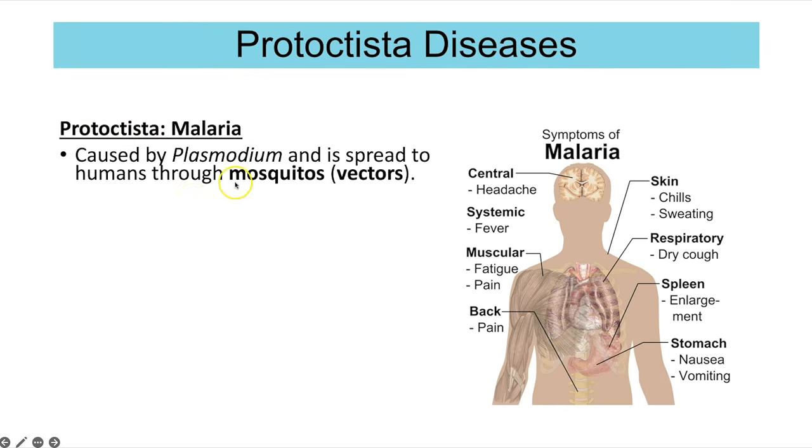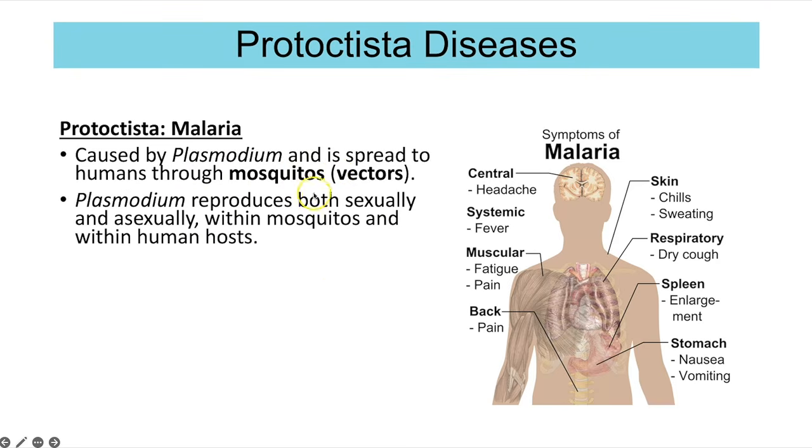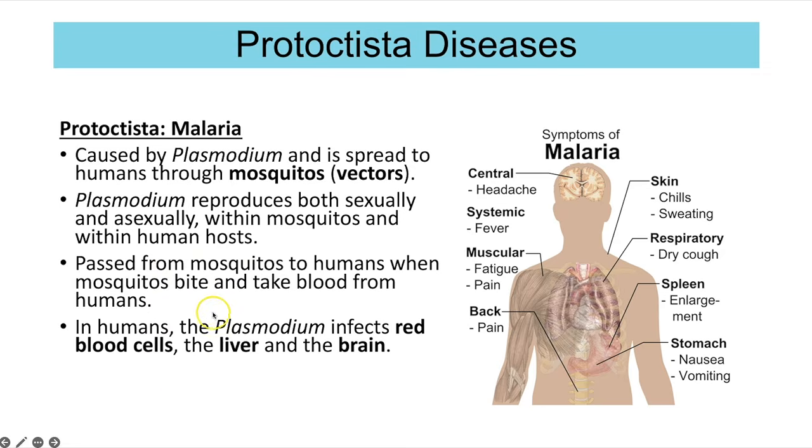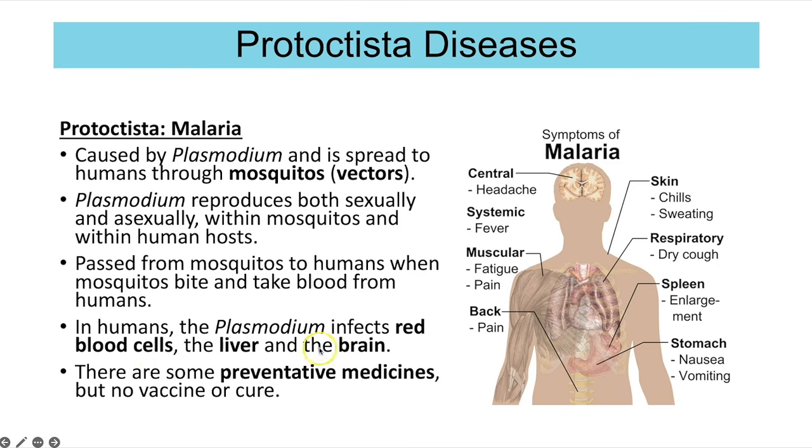It's caused by the protoctist Plasmodium, and it's spread to humans through the vectors, mosquitoes. Plasmodium reproduces both sexually and asexually within mosquitoes and within the human host. So it's passed from mosquitoes to humans when mosquitoes bite and take blood from humans. In humans, the Plasmodium infects the red blood cells, the liver, and the brain. There are some preventative medicines, but no vaccine and no cure. And we can see here a range of the different symptoms that this Plasmodium causes once it's infected a human.